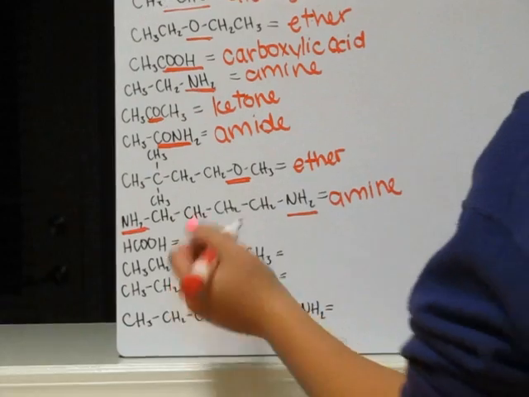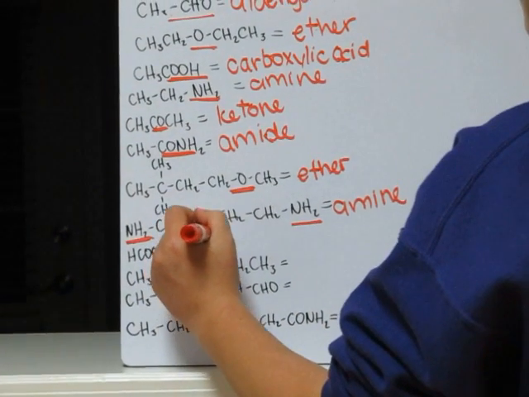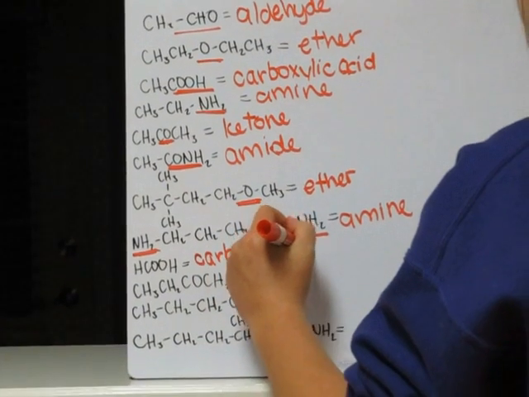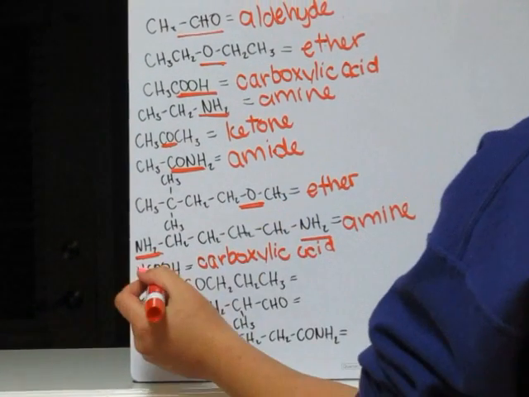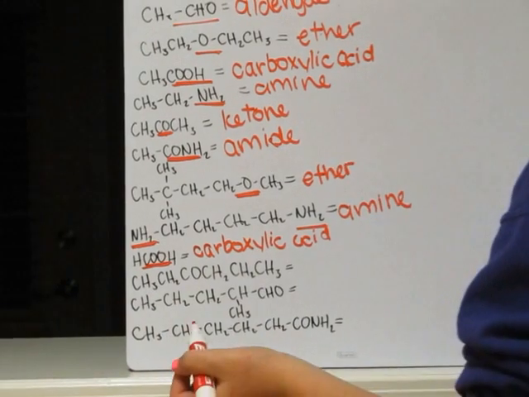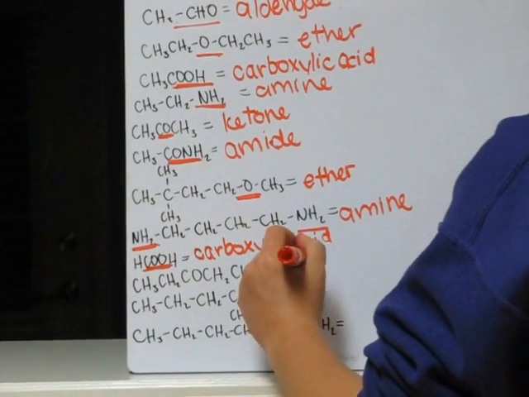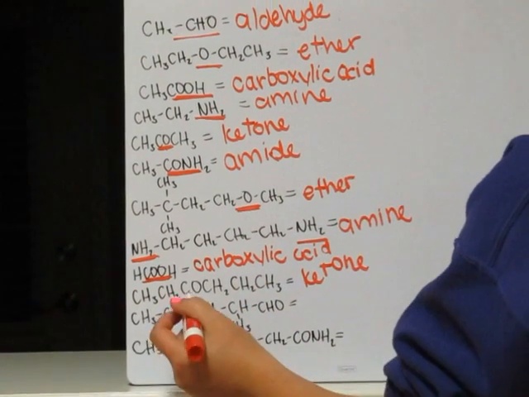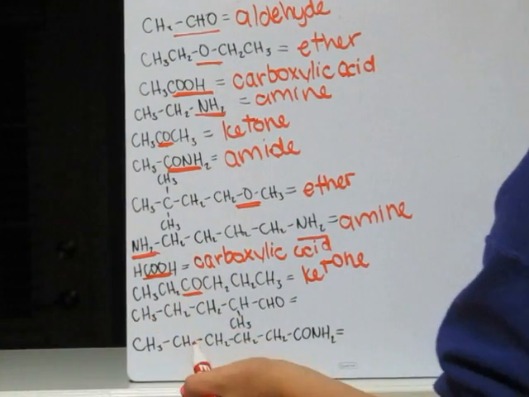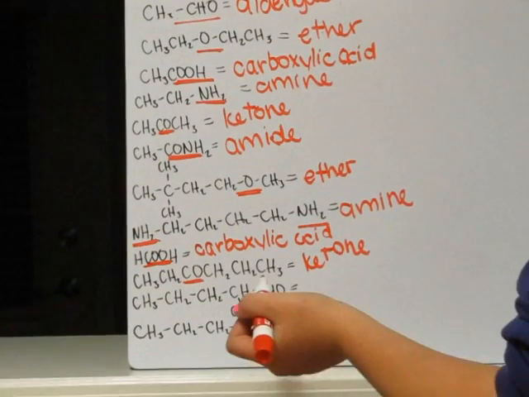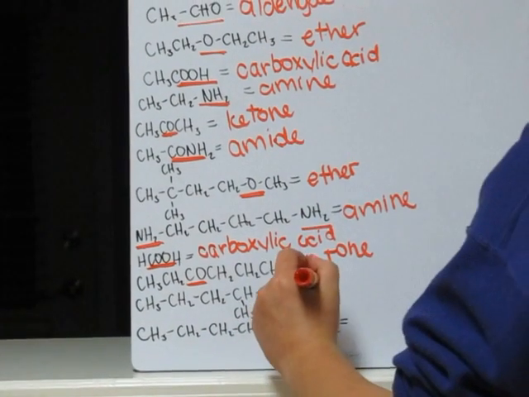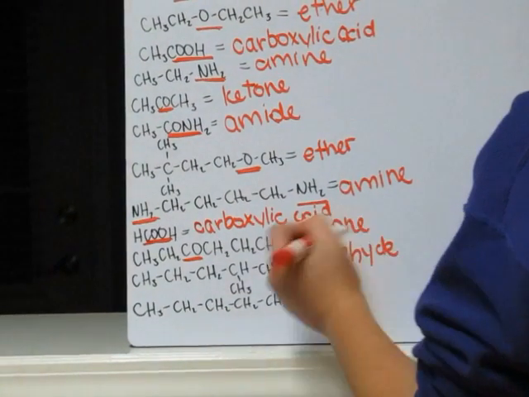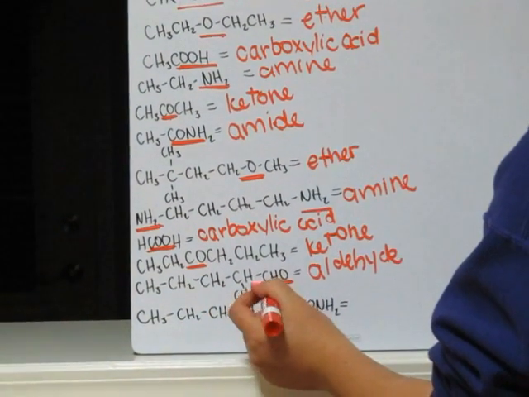Our next example is a carboxylic acid, and we know this because of the COOH. The next example is a ketone, and this is because of the CO connecting two carbons. Our next example is an aldehyde, and we know this because of the CHO group.